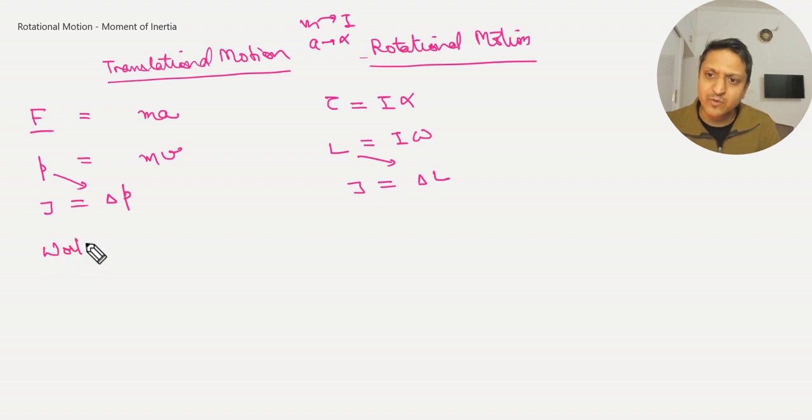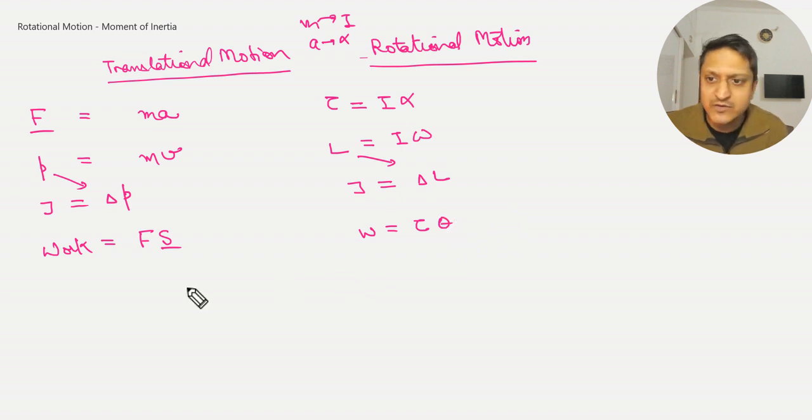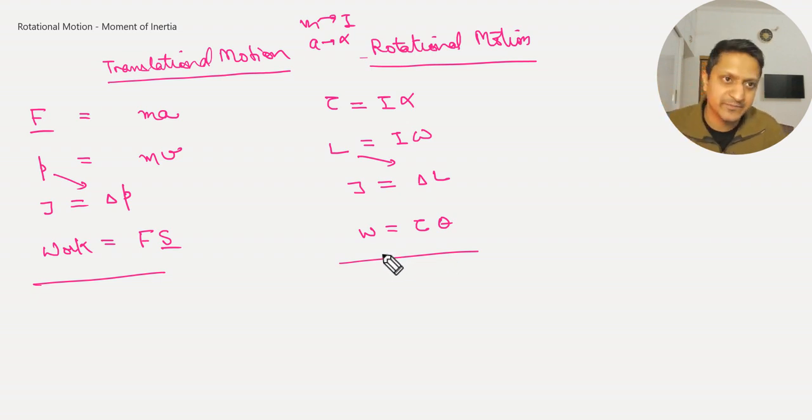Similarly, the formula for work we have already done, that is Fs. So here the formula for work will become, this F will be like torque and this S will be theta. So these will be the formulas for comparison. Now the major formula, very important formula, the last one is energy.